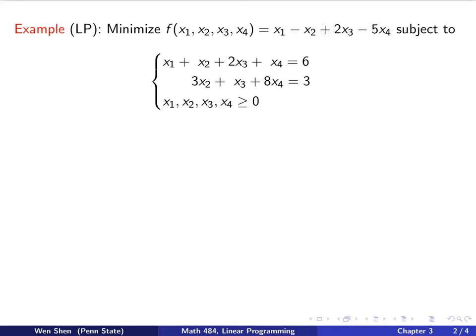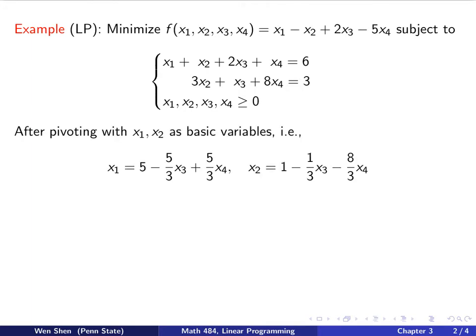Okay, so this is a linear programming example. We want to minimize a function f depending on 4 variables, taking this form x1 minus x2 plus 2x3 minus 5x4, and subject to the constraints listed here. So these two equations might look familiar because that's exactly the equation we have taken as example with. And then we have the additional constraint that the variables are restricted.